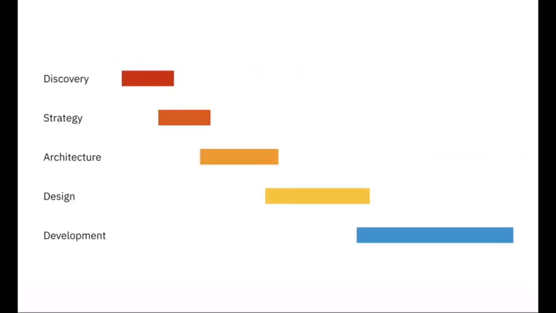So a traditional web project might follow a more waterfall approach, with each phase following in succession, starting with discovery, onto strategy, then architecture, design, and development, moving through the timeline.